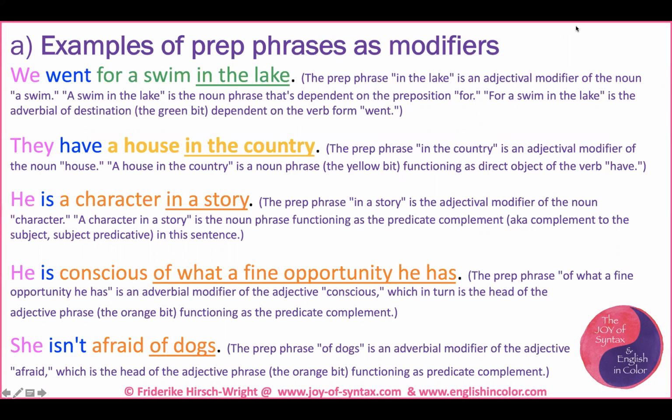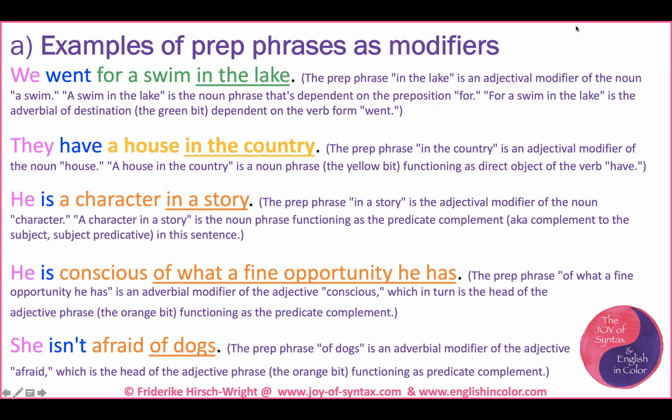Okay, here are examples of prep phrases as modifiers. We went for a swim in the lake. Now we went somewhere. So go always needs an adverbial of destination, a location we're going to. So for a swim in the lake is sort of a combination of destination and purpose. So we wanted to go for a swim. So because we wanted to go for a swim, we went for a swim in the lake. So we went somewhere.